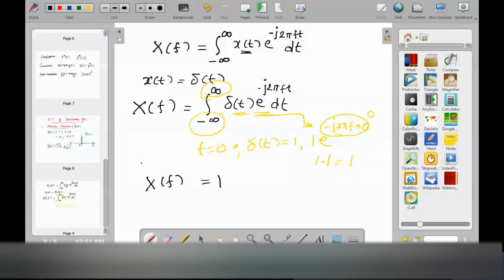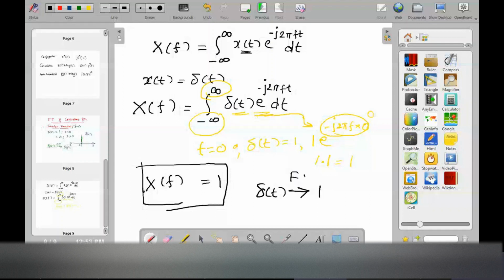Can I write it like this? Yes, because I am not able to solve this integration as an equation. Since delta of t exists only at t equals 0, it simplifies to 1. That means the Fourier transform of delta of t is 1. It's not a unit function, that is different. So the delta of t Fourier transform is 1. If you want, you can note it, all of you.